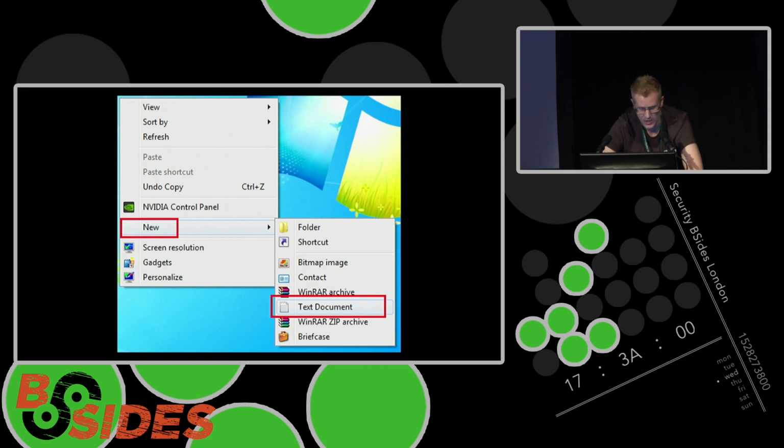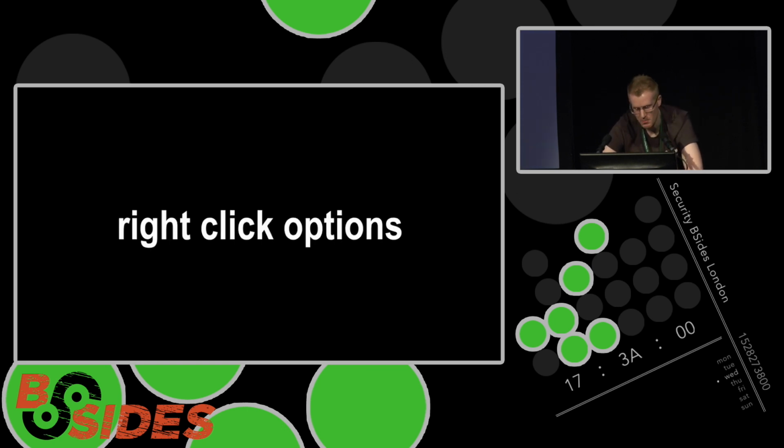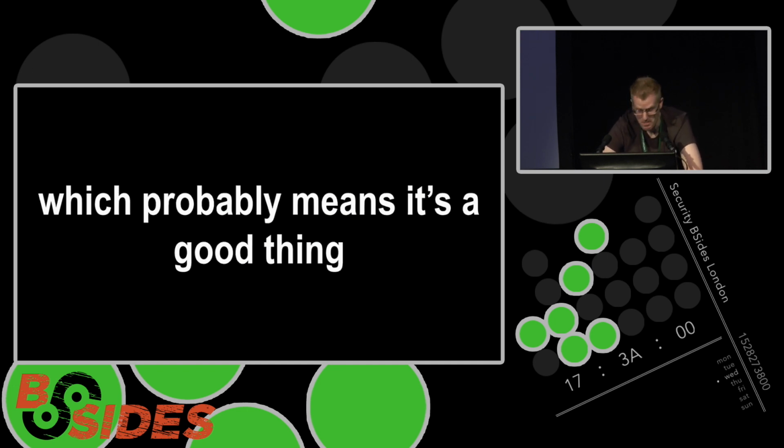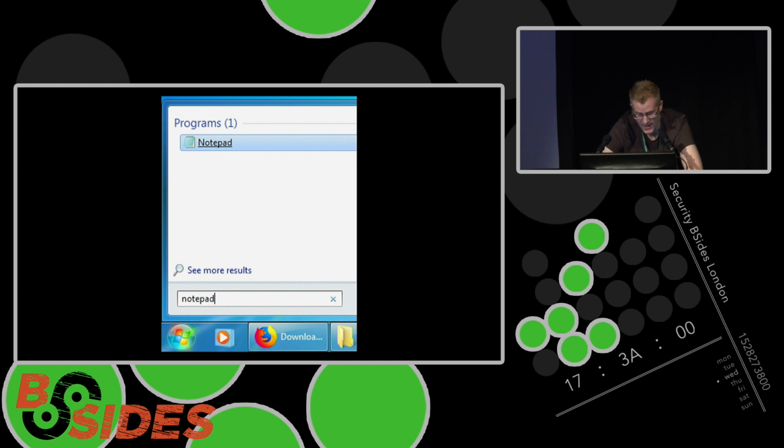Okay, restriction number 2. Right-click on the desktop, go to New, go to Text Document. Some people disable right-click options, really annoying, which probably means it's a good thing. If they do that, just go to Search, Notepad. People generally don't restrict access to things like MS Paint, Notepad, I don't know, Media Player. These are all things people think are safe.